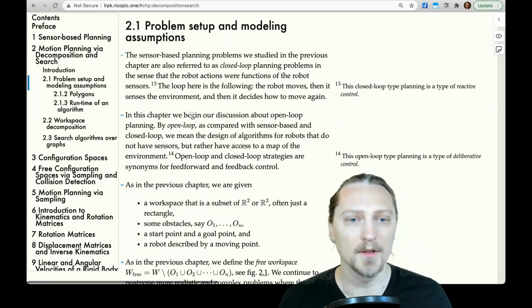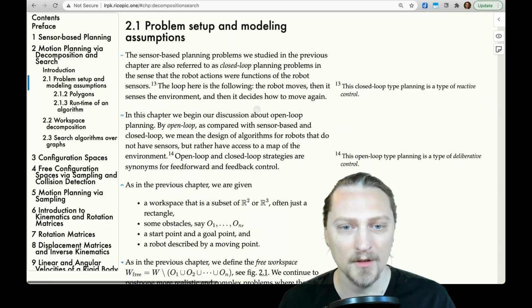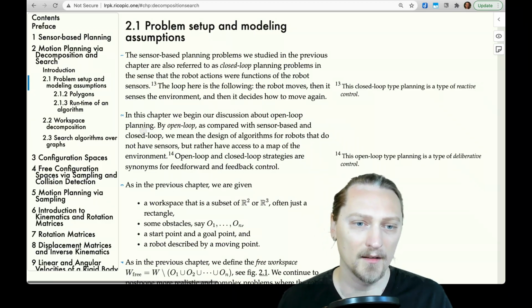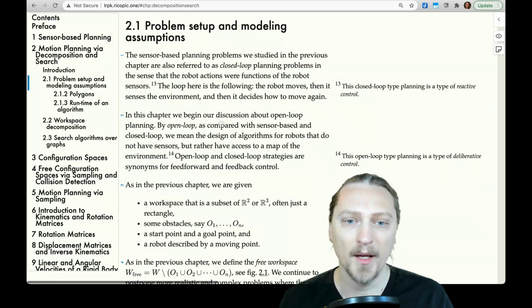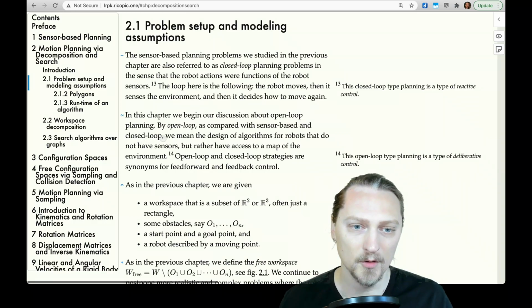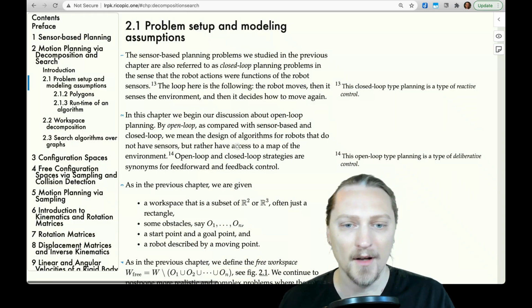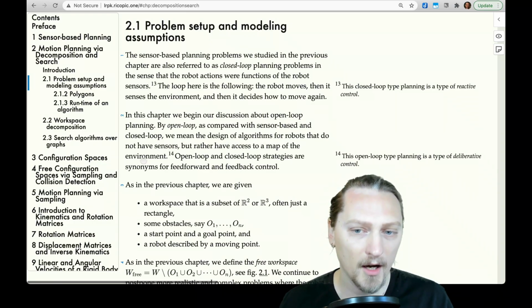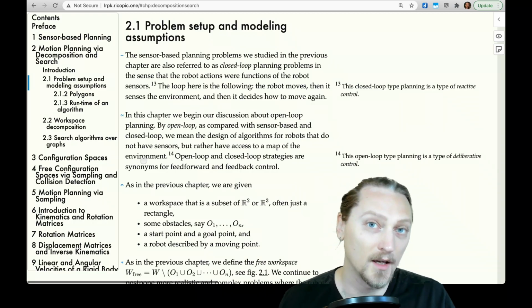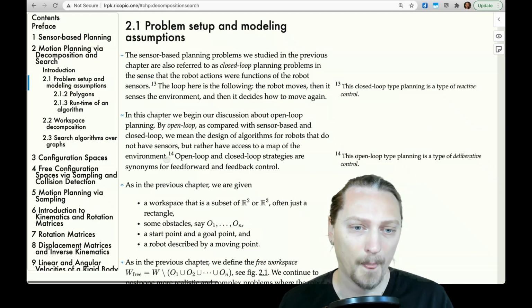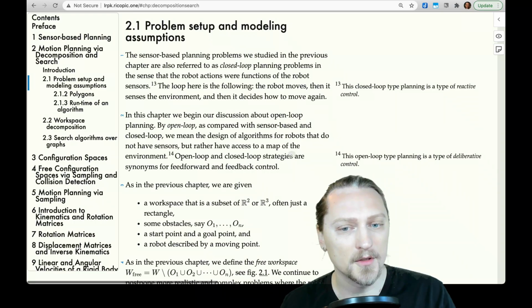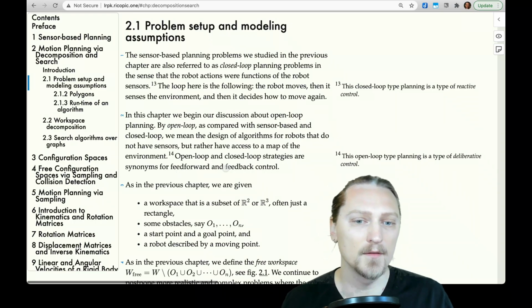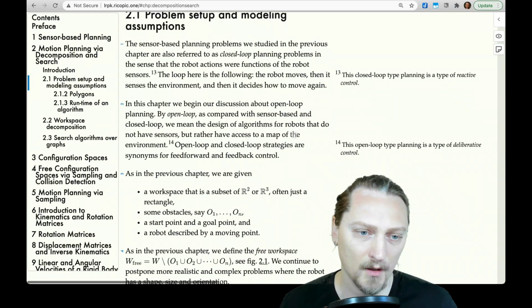In this chapter, we begin our discussion about open loop planning. By open loop, as compared with sensor-based and closed loop, we mean the design of algorithms for robots that do not have sensors, but rather have access to a map of the environment. This is sometimes called a type of deliberative control. Open loop and closed loop strategies are synonyms for feed-forward and feedback control.